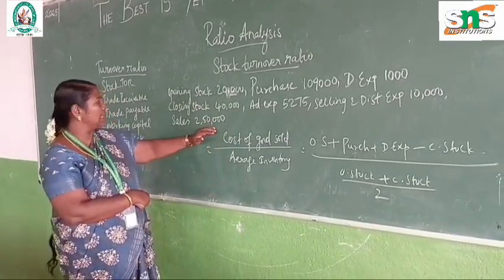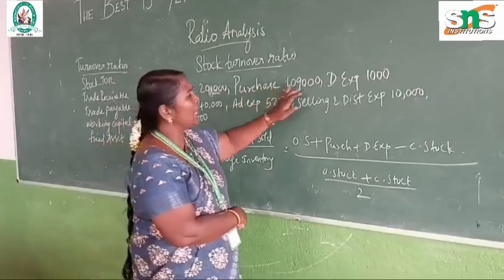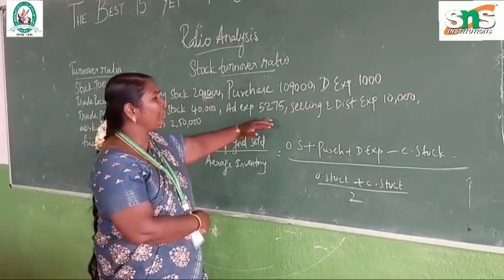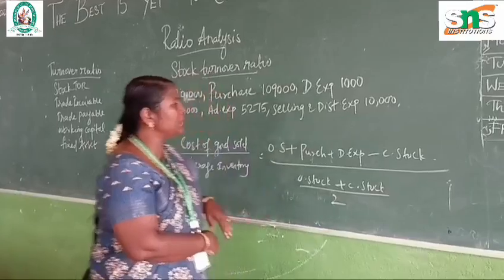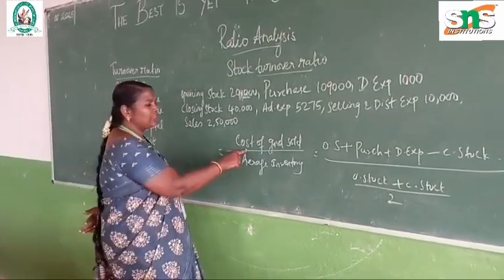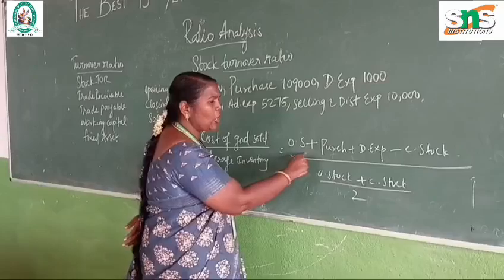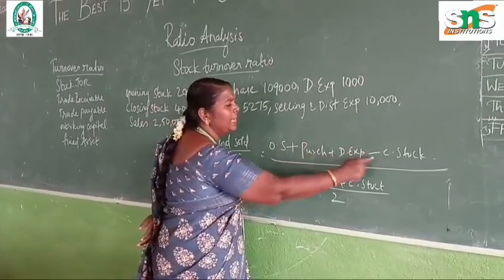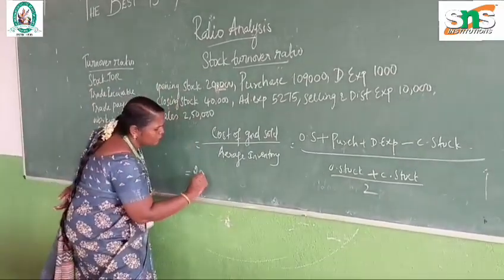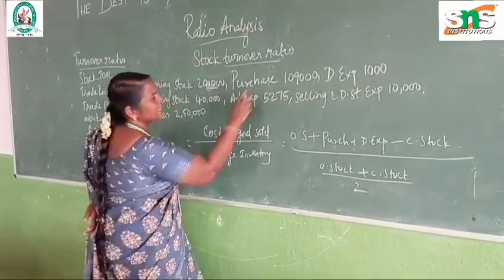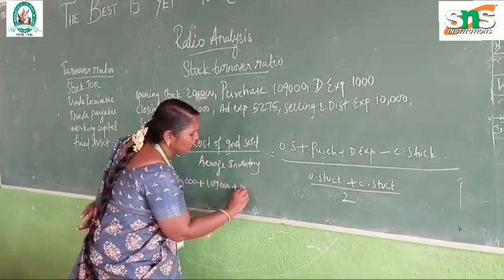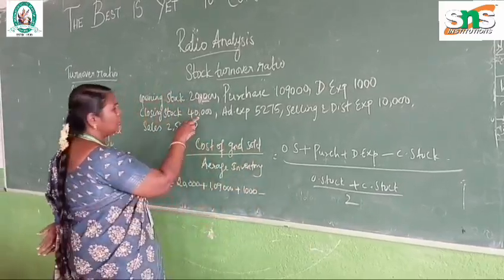Now we will see this with the following sum. Opening stock 20,000, purchase 1,09,000, direct expenses 1,000, closing stock 40,000, administrative expenses 5,275, selling and distribution expenses 10,000, sales 2,50,000. We will consider each item individually. First we will see the cost of goods sold. By the formula, opening stock, purchase and direct expenses are added and we minus the closing stock. The opening stock is 20,000, the purchase is 1,09,000, the direct expenses are 1,000 and the closing stock is 40,000.